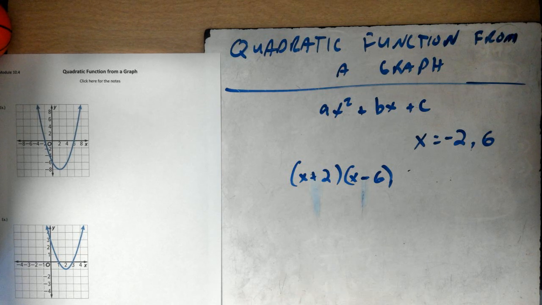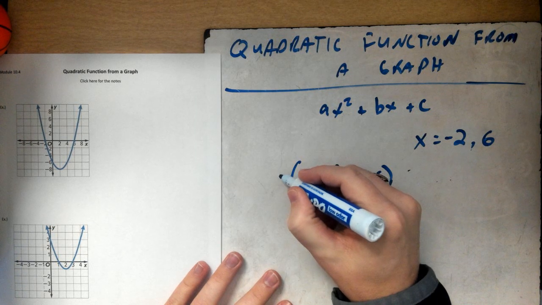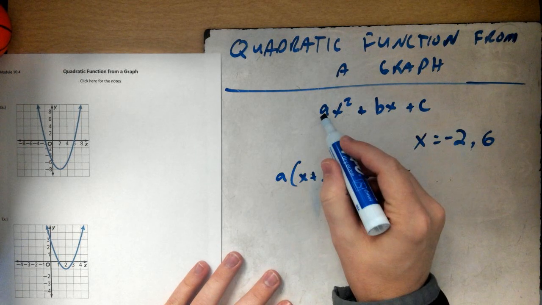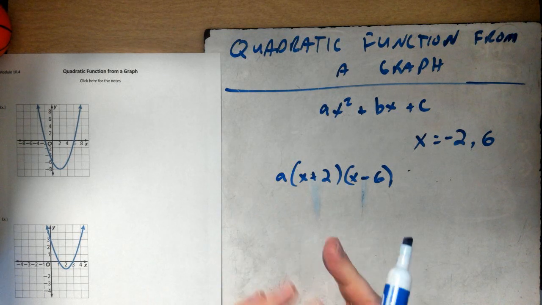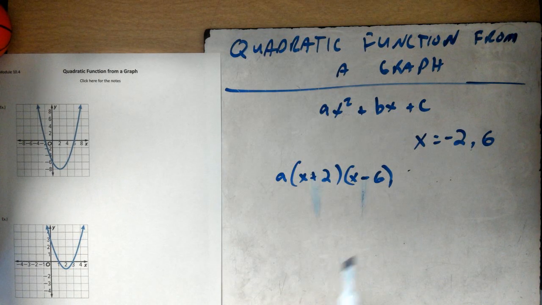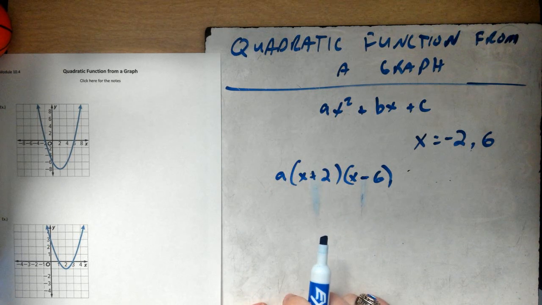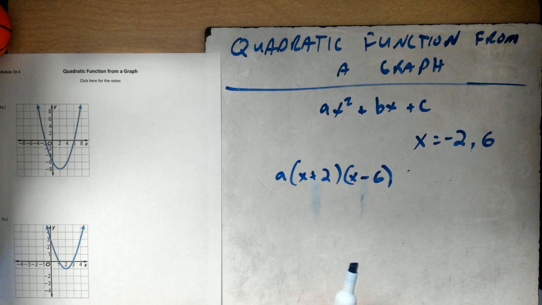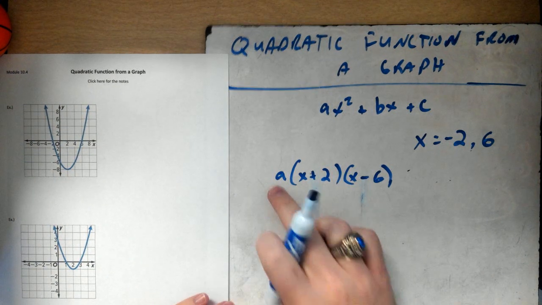okay? Now, what we're going to do is put an a in front, right? And this is the a that we're trying to figure out, the number that is going to be at the very beginning of our function here, okay? We need to figure this out, and we will when we solve through it. So now, we need to pick a point on the function to solve for our a.